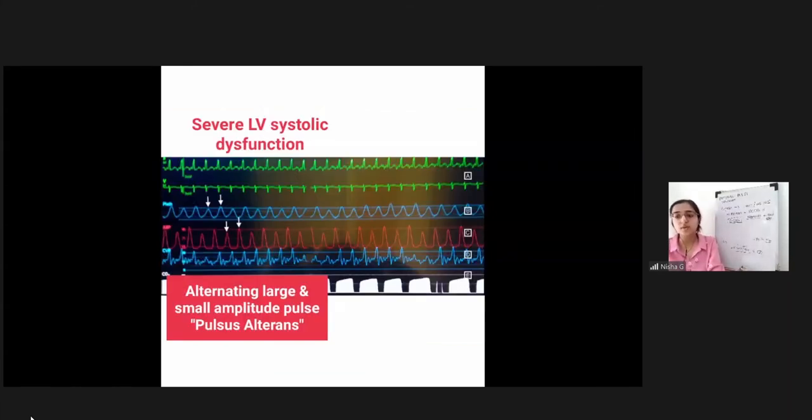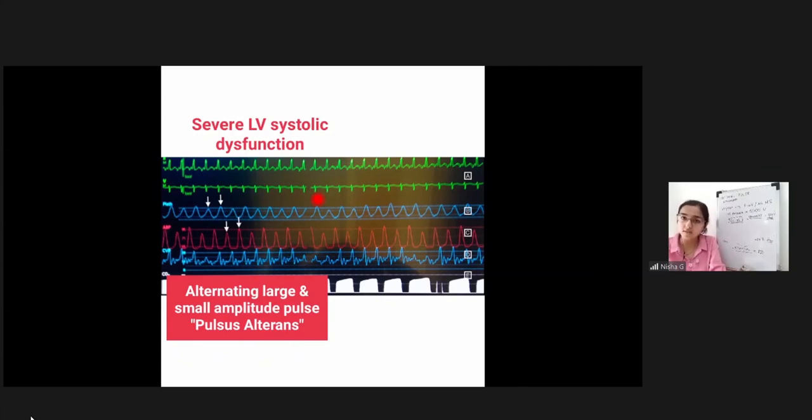Here I have shown you the real picture on the patient's monitor. Can you see? This green is the ECG. Blue is the plethysmography, SpO2. Red is the IBP, the arterial line. Can you see that in the arterial line, alternate beats have variable height? Here the height is less, here the height is more. Less, more, less, more. That is alternating large and small amplitude pulse.